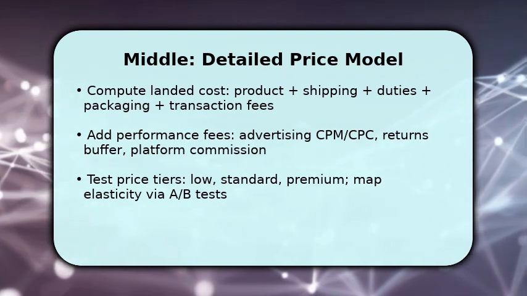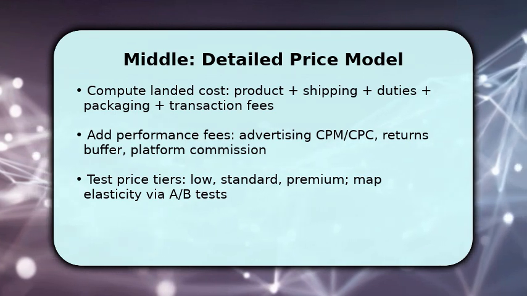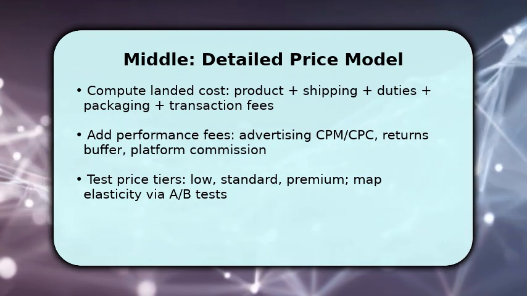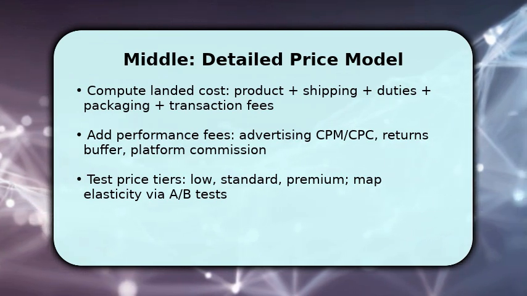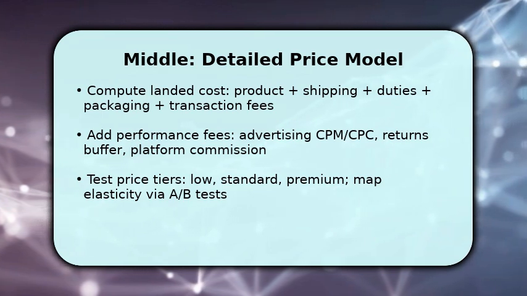know true variable cost. Create 3 price tiers: low, standard, premium, and project margin and conversion for each. Run A/B tests to measure elasticity and adjust the model iteratively based on real conversion and ROAS data.